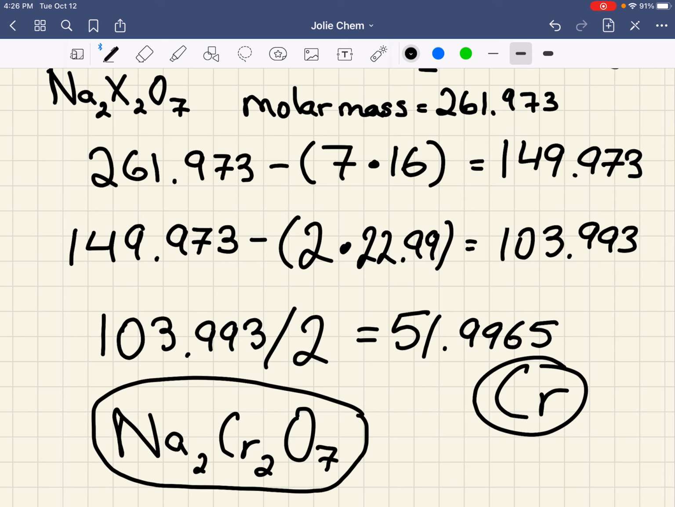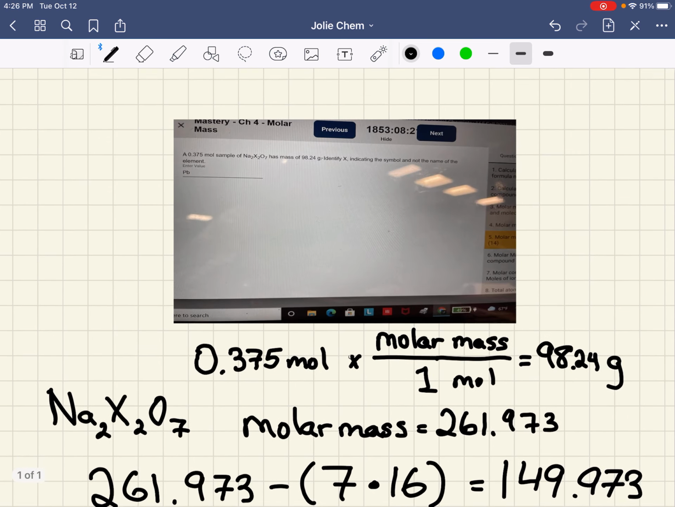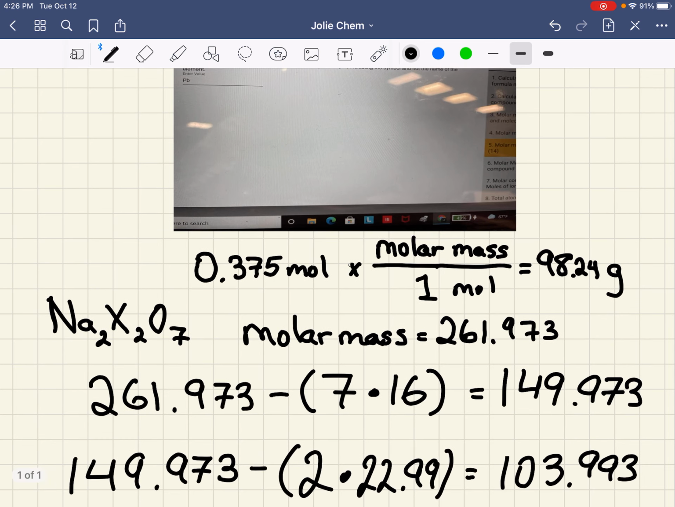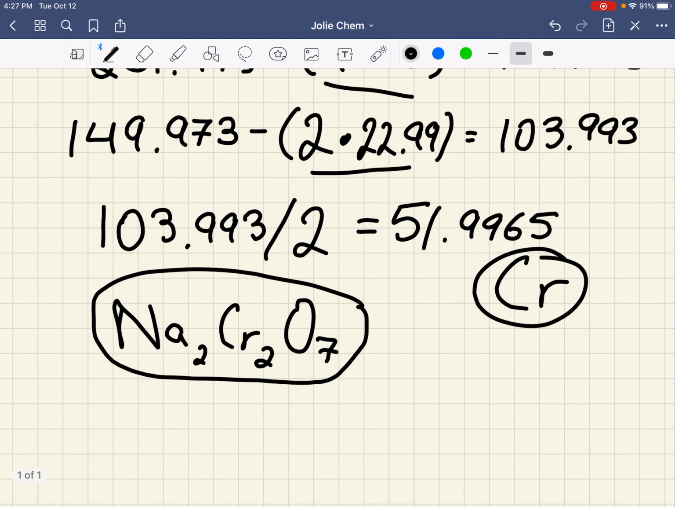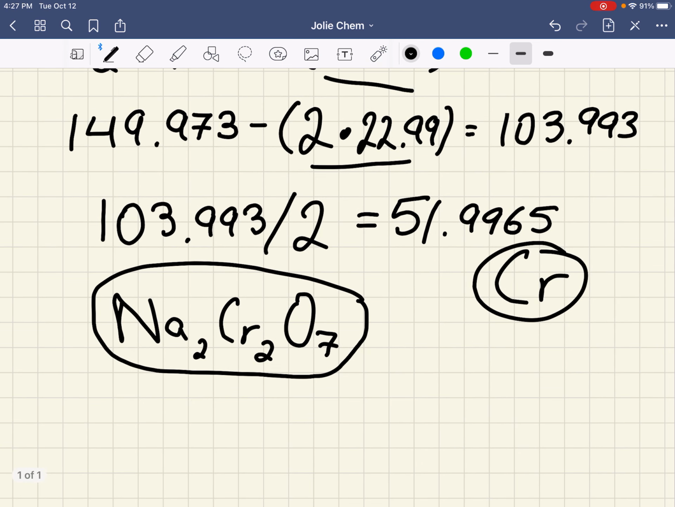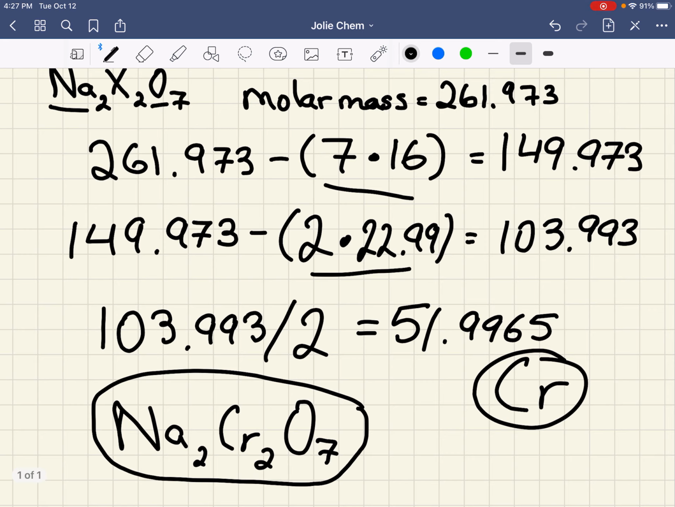So hopefully that's helpful. Hopefully you guys understood that. It's a pretty simple problem. It'll work the same way for all the other elements. You don't have to change anything, but sometimes the Na might be changed around or the O might be changed around. So just change these in correspondence, but ultimately you'll be able to find the answer the same way. Once you've isolated just the mass of 1 X, you can find the corresponding element on the periodic table.